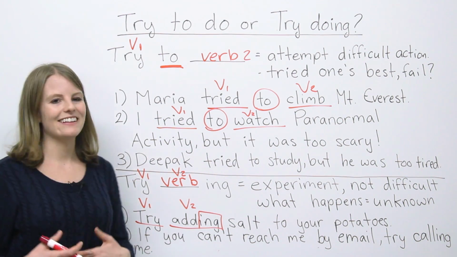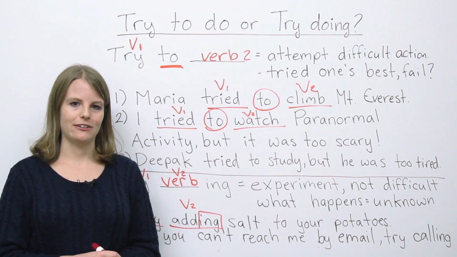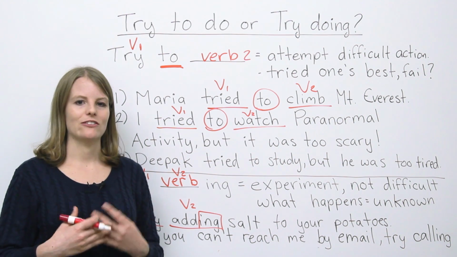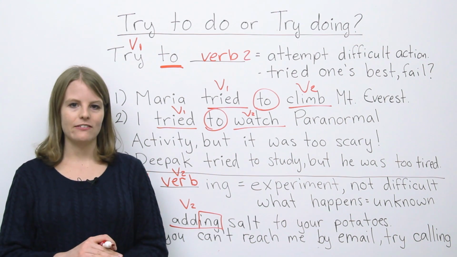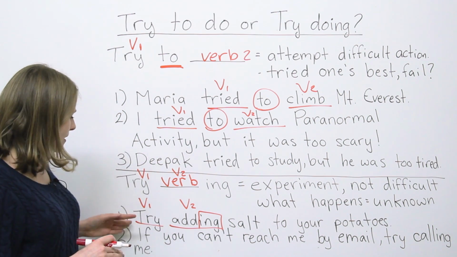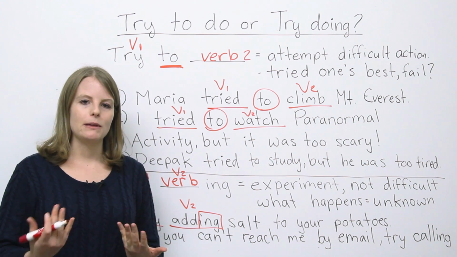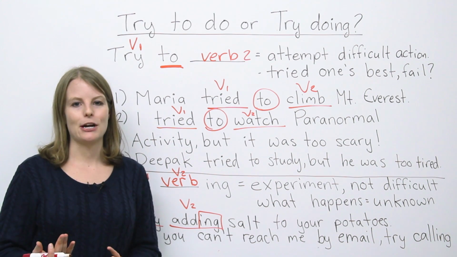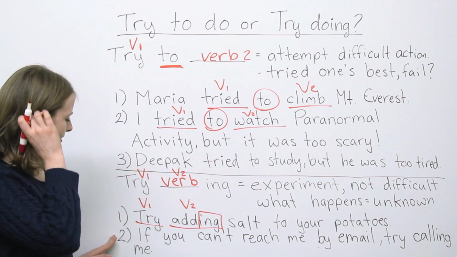You'll also notice it's giving advice. Oh, try adding salt to your potatoes. Try doing this. Try doing that. We often use try doing when we want to give advice to someone because they have some sort of problem. So if I said to someone, try adding salt to your potatoes, maybe they told me before their potatoes are bland. They don't taste good. Okay, let's look at another sentence.